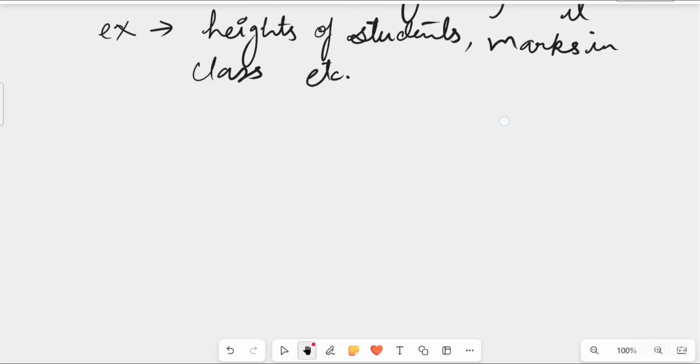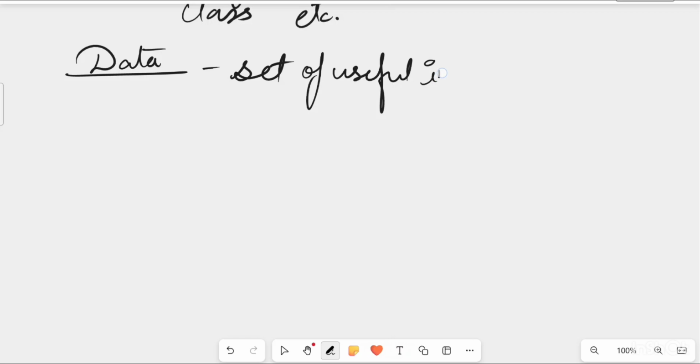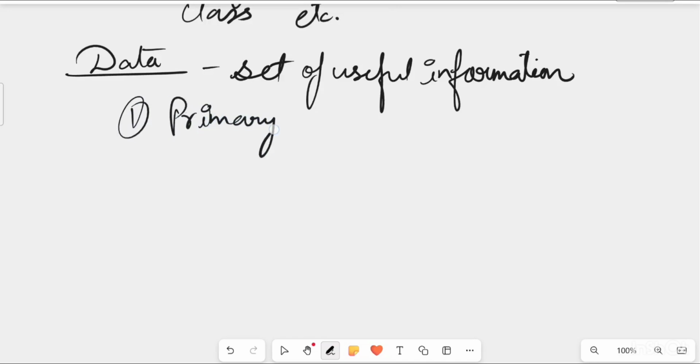Now, what is data? Data means a set of useful information from the given facts. So data can be primary or secondary, or it can be variable.